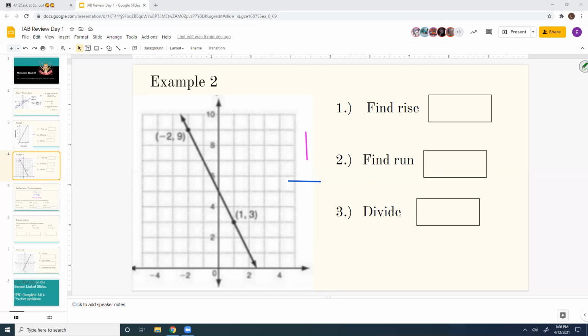Draw yourself a slope triangle, and I gave you 2 points here. I gave you 2 points on the line. It shouldn't be too bad.